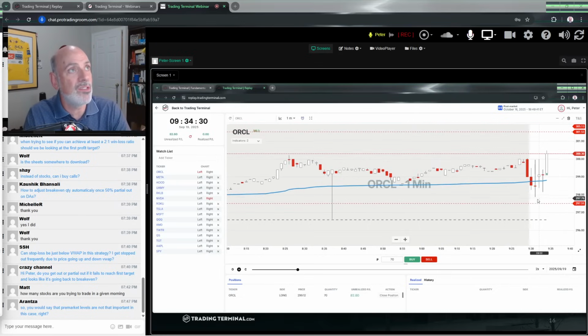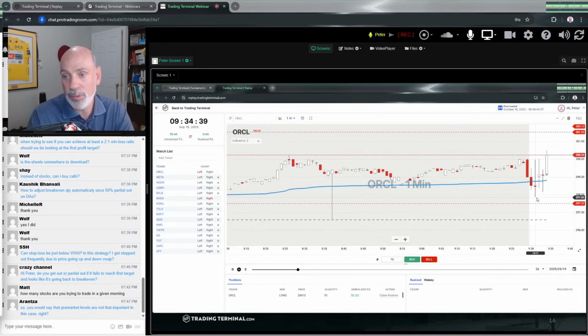I saw it come down and test. It didn't go right to my level, but that's okay. It tested a 298 area multiple times. All right, so that was my pullback. Now I'm looking for it to move higher.